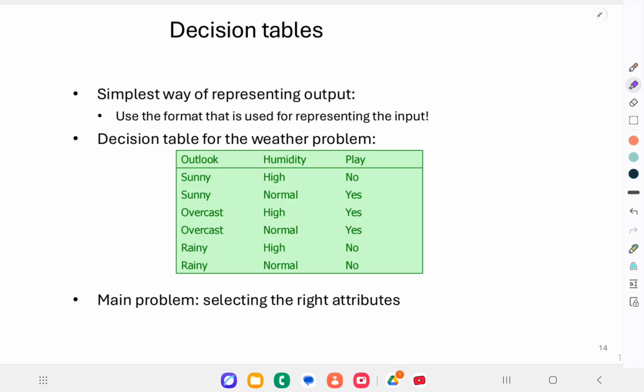Decision tables are simple. They look similar to the data set itself, which is part of what makes them accessible. They use the same tabular format that we use to represent the input data set, but now we treat the entire table as a structured output model. The table here is showing examples from the weather data set, where the features are the outlook and the humidity, and the decision class is play tennis, yes or no.